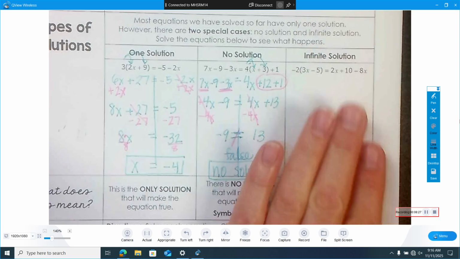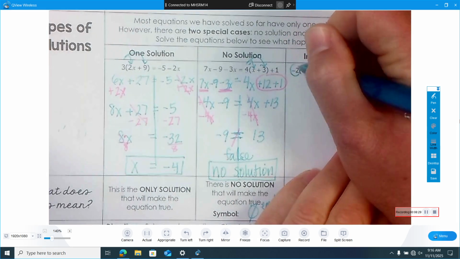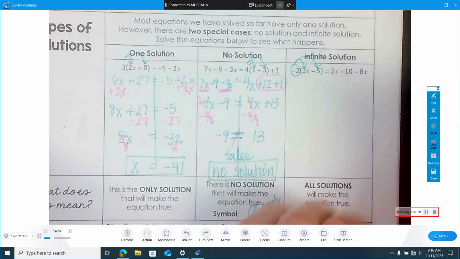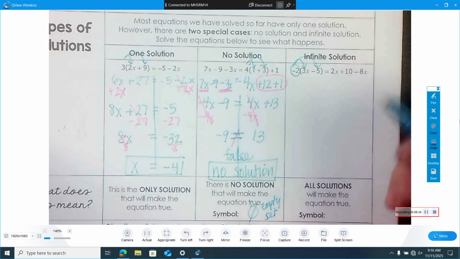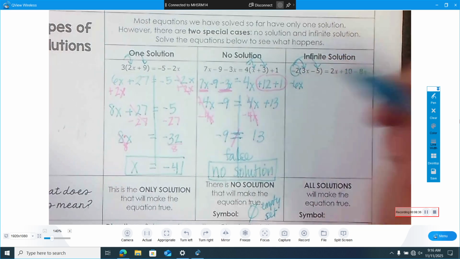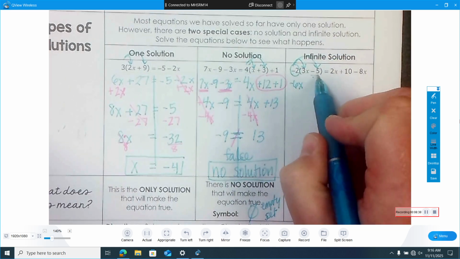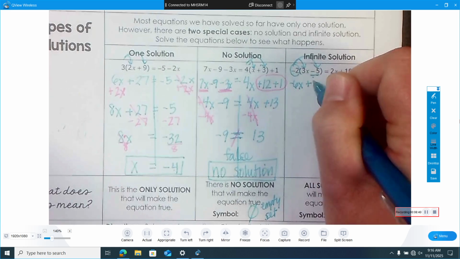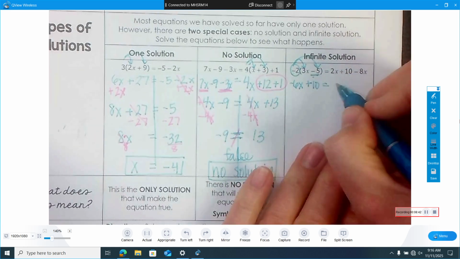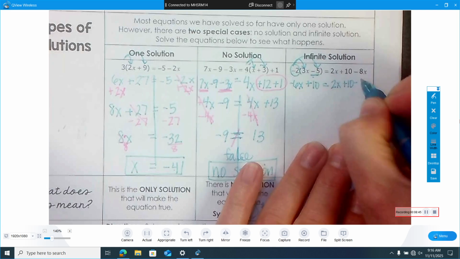What should we do first? Distribute. Okay, I'm going to take my negative 2 and distribute. Negative 2 times 3x is negative 6x. Negative 2 times negative 5 is positive 10. Very good. Equals 2x plus 10 minus 8x.